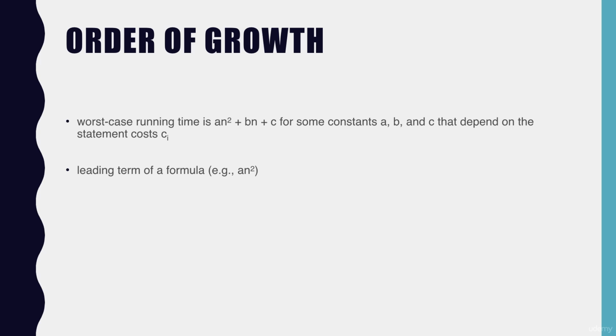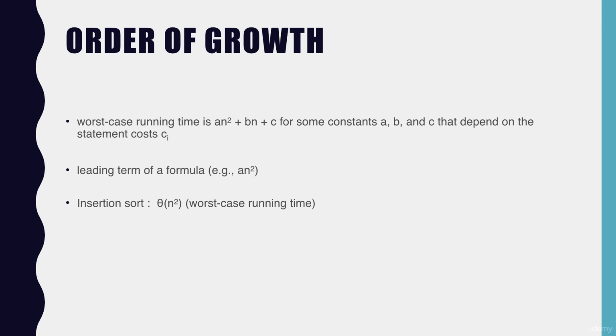We shall now make one more simplifying abstraction. It is the rate of growth or order of growth of the running time that really interests us. We therefore consider only the leading term of a formula, an square, since the lower order terms are relatively insignificant for large n. We also ignore the leading term's constant coefficient, since constant factors are less significant than the rate of growth in determining computational efficiency for large inputs. Thus, we write that insertion sort, for example, has a worst case running time of theta n square.